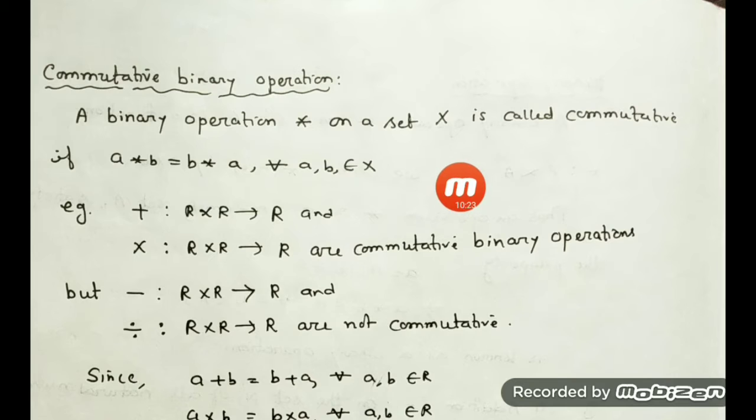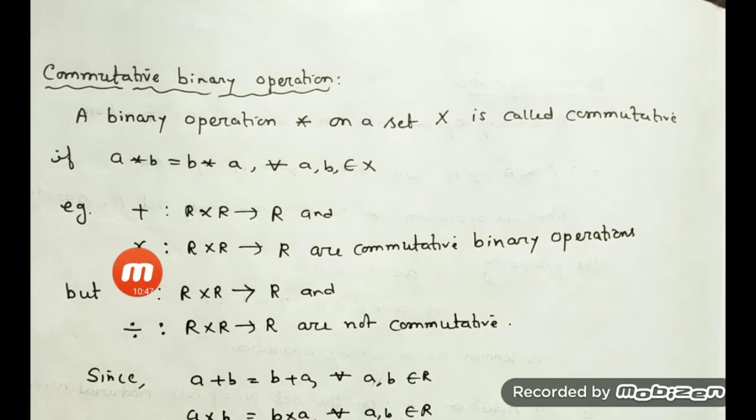Then that is a different thing. But here I am discussing the definition of commutative binary operation. So the binary operation star on X is said to be commutative if A star B is equal to B star A, and the result is true for all A, B belongs to X. That is, if you change the position of A and B, the answer remains as it is. That is your commutative binary operation.